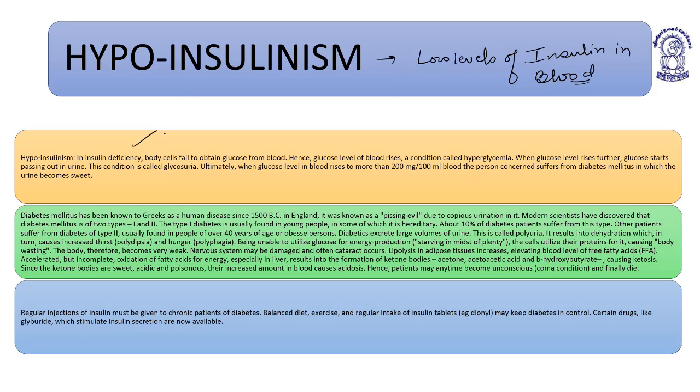In insulin deficiency, body cells fail to obtain glucose from blood. The glucose level of blood rises, a condition called hyperglycemia. When glucose levels rise further, glucose starts passing out in urine, that is glycosuria. This condition is known as what? Glycosuria. When glucose level in blood rises to more than 200 milligrams per 100 ml of blood, the person concerned suffers from diabetes mellitus, in which the urine becomes very sweet and dilute.